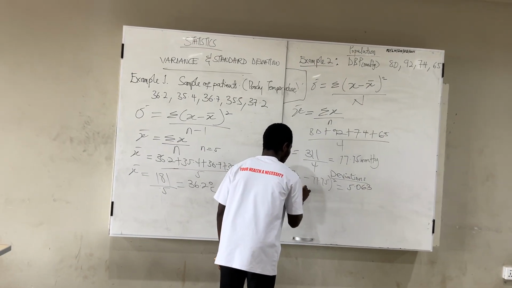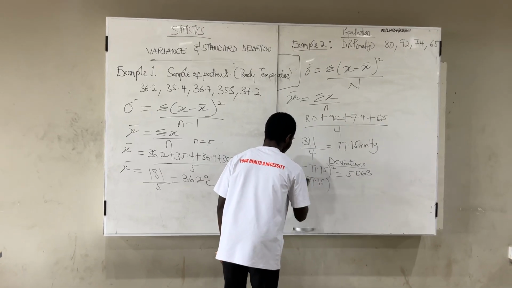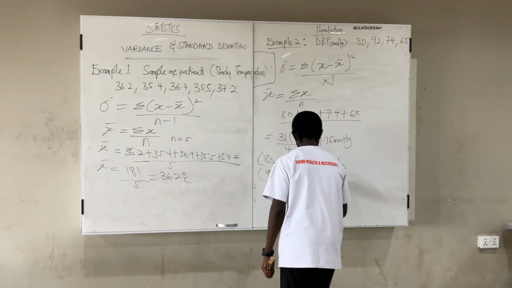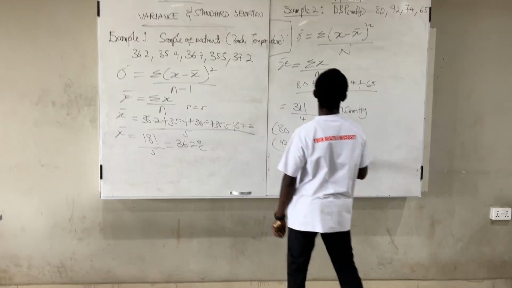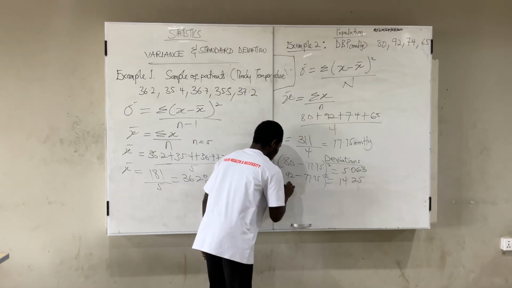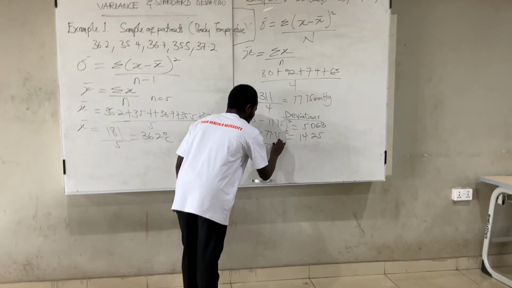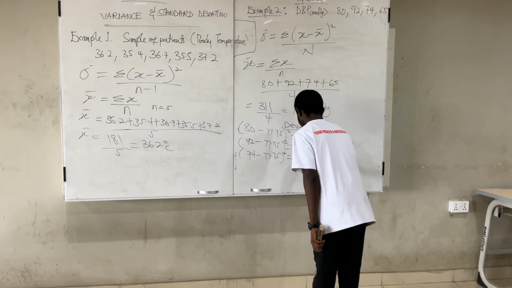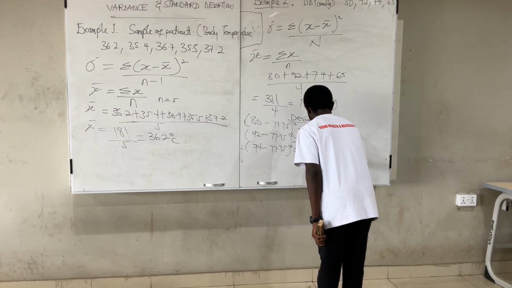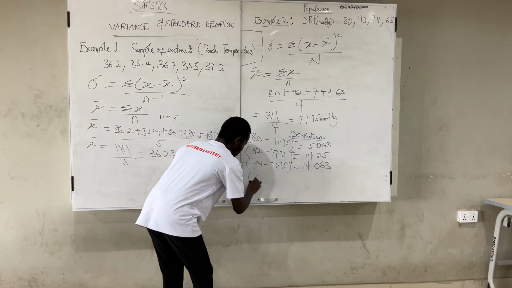So 92 minus 77.75. Then you square it, 14.25. The next one is 74. So 74 minus 77.75. Then you square the answer, 14.063. Then the last one is 65.